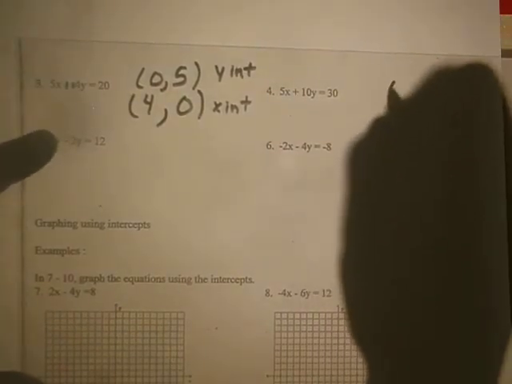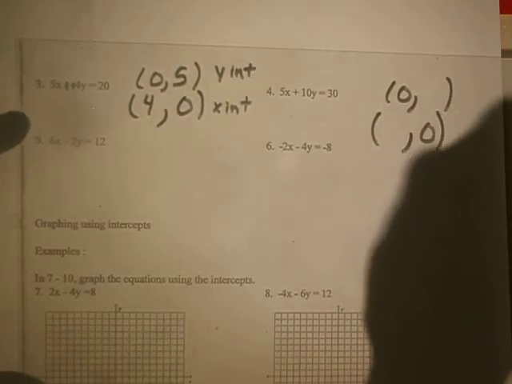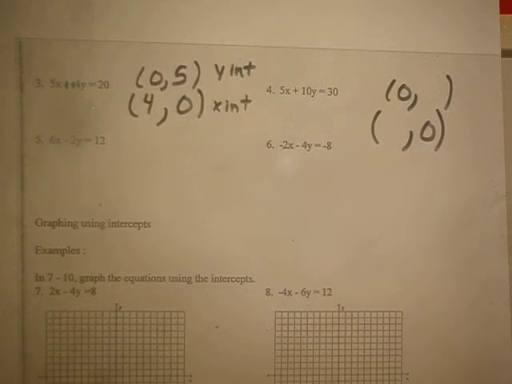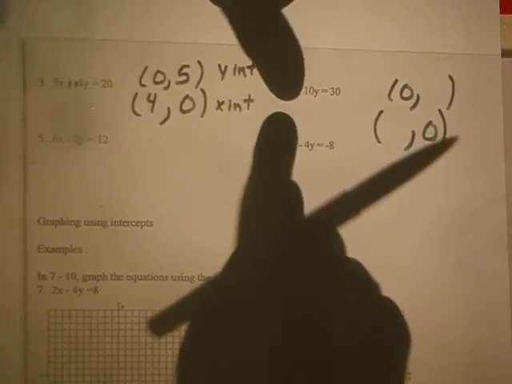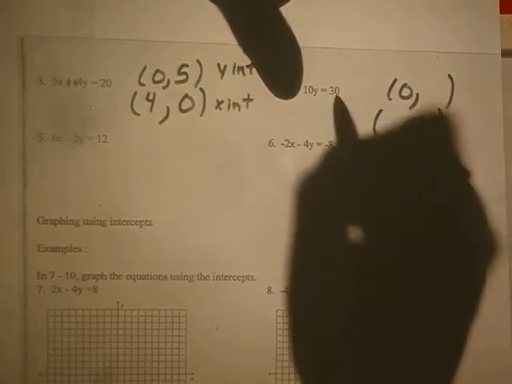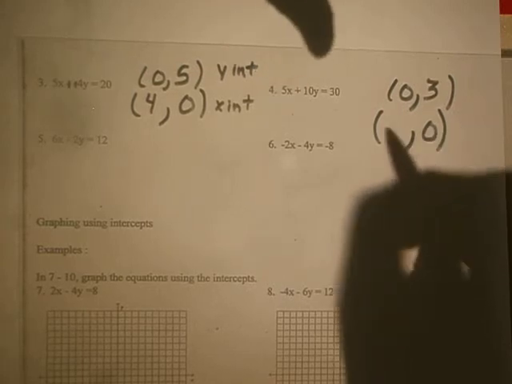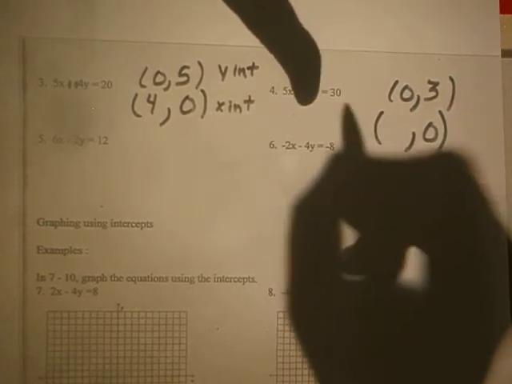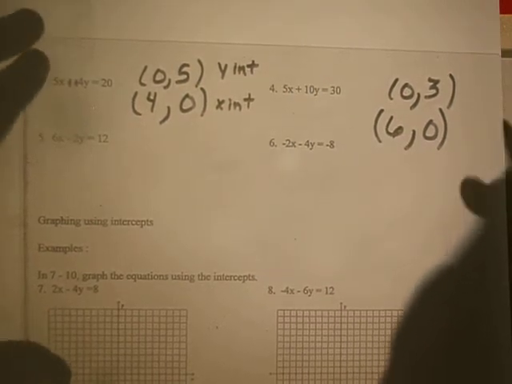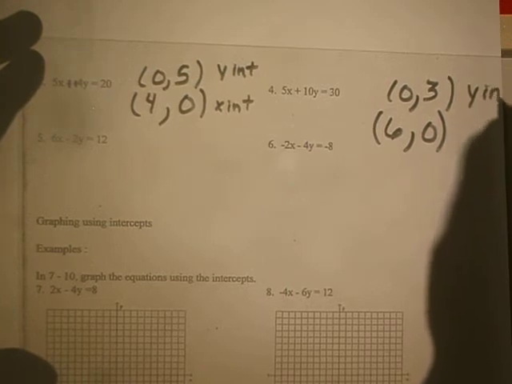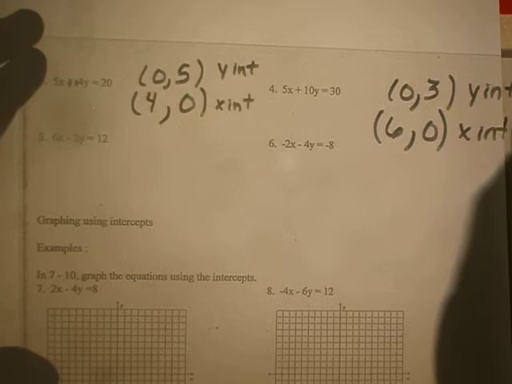Number 4, let x be 0, see what y equals. Let y be 0, see what x equals. If x is 0, we cover that up. You have 30 divided by 10, which will be 3. And if we let the y be 0, we cover that up. 30 divided by 5 is 6.